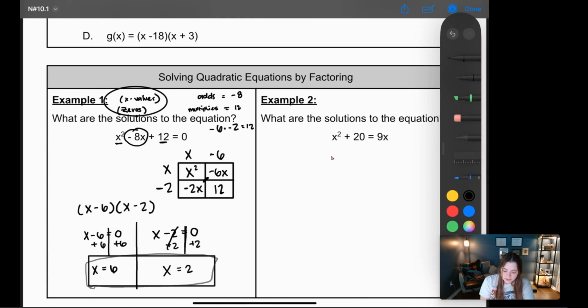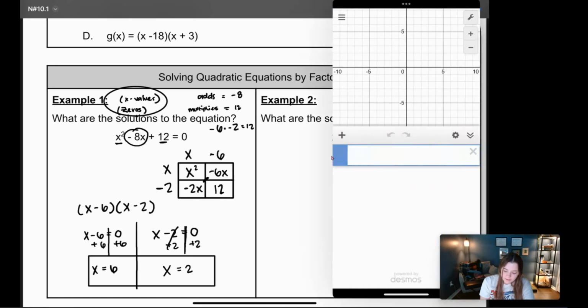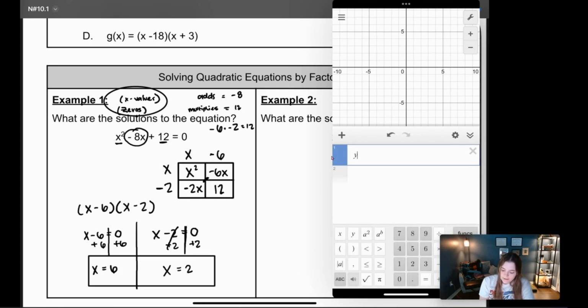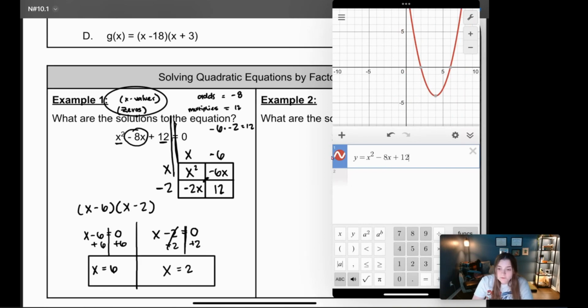And you can even check this using our best friend, Desmos, right? And how do we do that? How do we check to see? Well, by doing y is equal to, and then I'm going to put in that trinomial. I'm going to put what's on the left side of that equal sign. So I'm going to say x squared minus 8x plus 12.